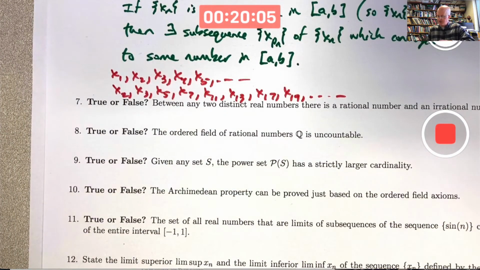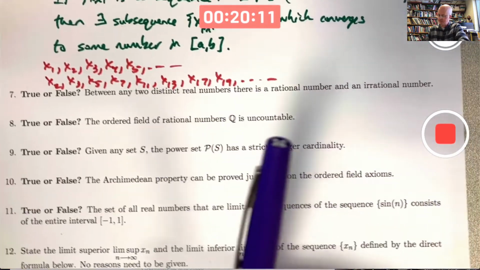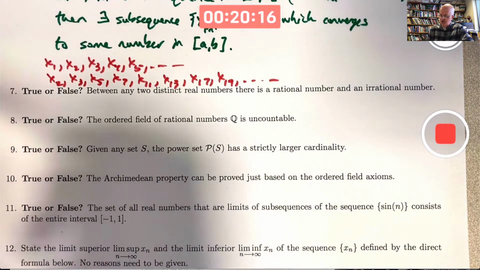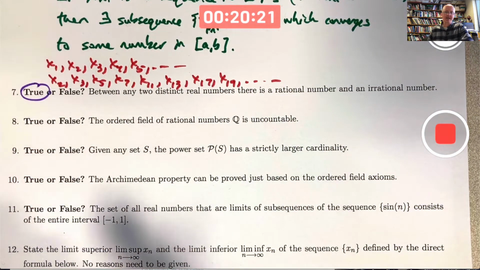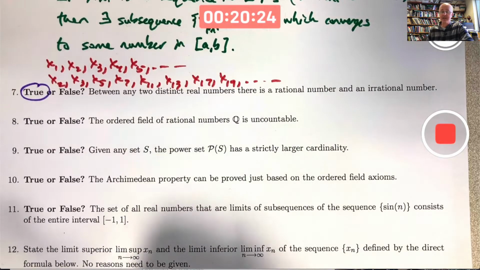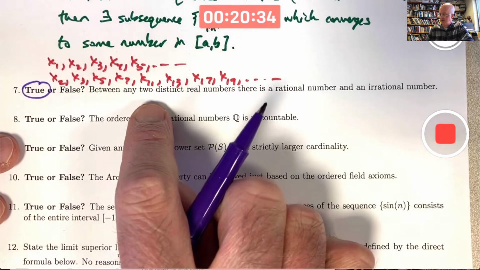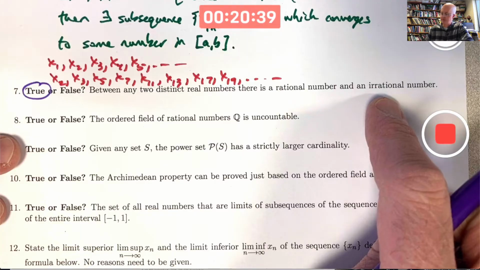Now we've got some true-false questions. Number 7, between any two distinct real numbers, there is a rational number and an irrational number. That is true. The more official way to say this is the rational numbers are dense in the real numbers, and the set of irrational numbers is also dense in the real numbers, but you don't have to say it that way. In fact, it would also be true if we said between any two distinct real numbers, there are infinitely many rational numbers and infinitely many irrational numbers. Okay, that would also be true.